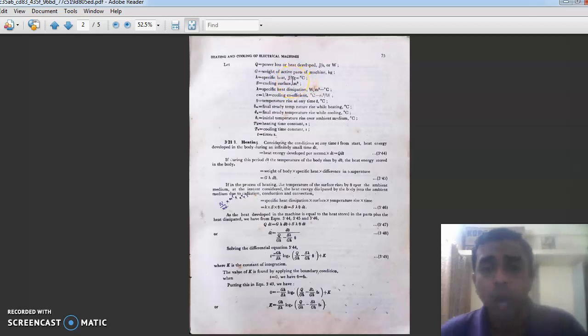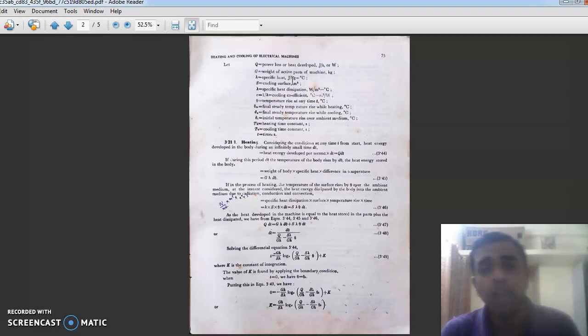That is how much heat energy is required to raise the temperature of 1 kilogram of material by 1 degree Celsius. That is specific heat. So specific heat is an index of what? Energy storage. I repeat, energy storage.